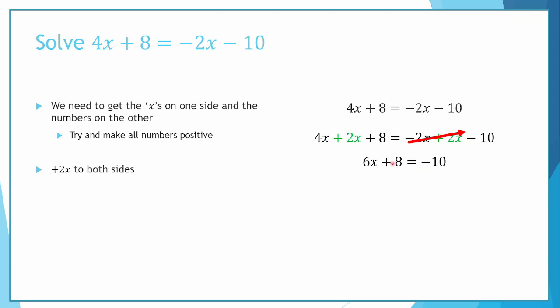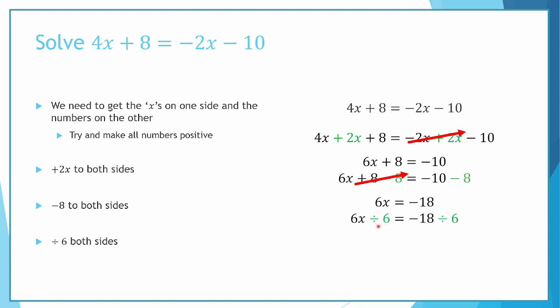So now we're going to try and move our numbers to the right side. So we're going to minus 8 to both sides in order to move the plus 8 over to the right. So we get 6x plus 8 minus 8 equals minus 10 minus 8. The plus 8 and the minus 8 will cancel, and minus 10 minus 8 gives us minus 18. So now we've got 6x is equal to minus 18, and as we did previously, we're going to divide both sides by 6. So this 6 and 6 will cancel, minus 18 divided by 6 of course gives us minus 3, and that's the solution to our equation.